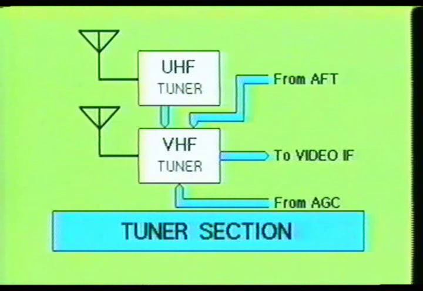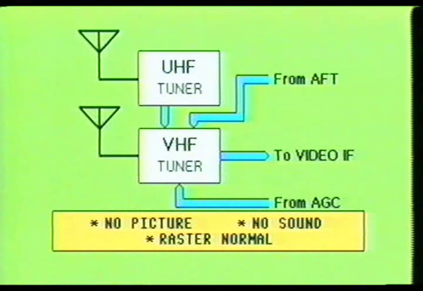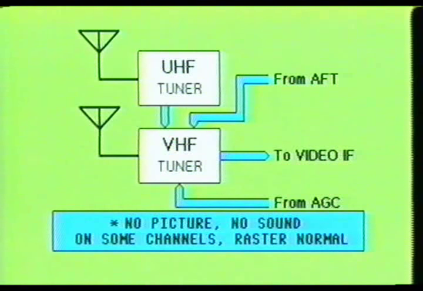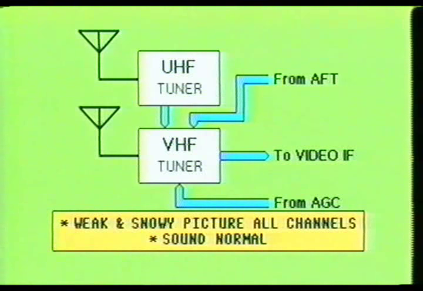Defects in the tuner stage can cause a number of problems with the video image, color, and sound reproduction in the television receiver. For example, the raster on the screen may be good, and yet the picture and sound may be missing altogether on all the channels. Or the raster may be good, and the picture and sound may be missing on just some of the channels. Defects in the tuner stages will also cause the picture to become weak or snowy on all the channels, and yet the sound will be normal.